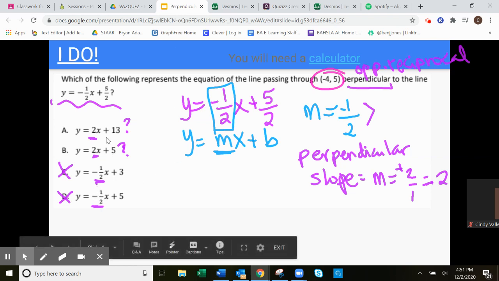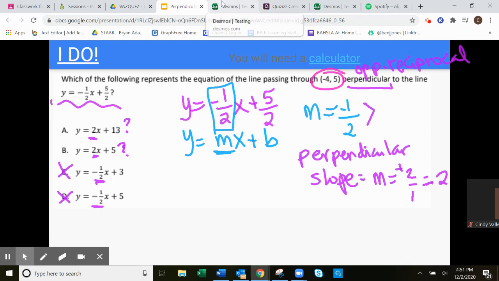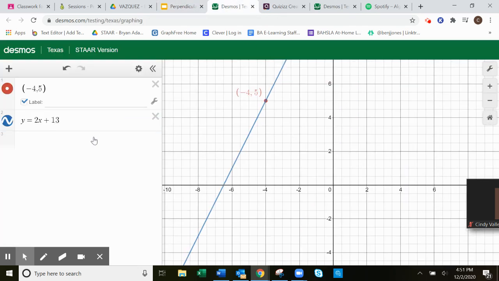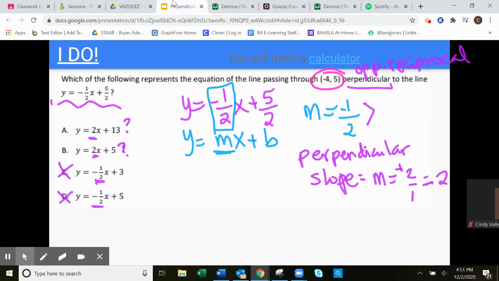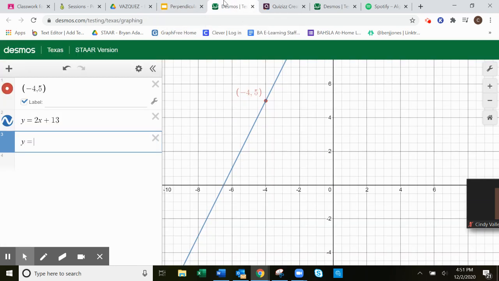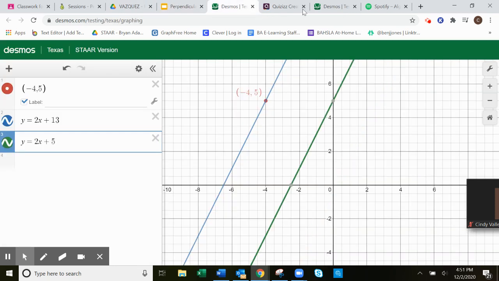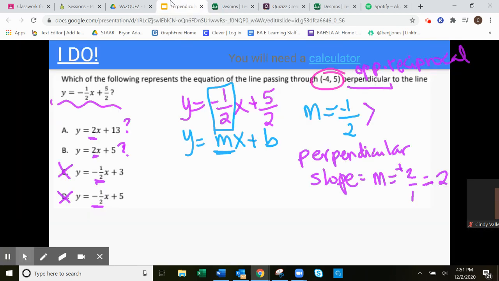I'm going to graph the answer choices. So we have y equals 2x plus 15, and we want to see, did that line touch the point? We see that it did. Let's try b so that you can see how it should look. y equals 2x plus 5. Now we see that the green line didn't touch the point, so that one could not have been the answer. And our answer here then turns out to be A. There we go.